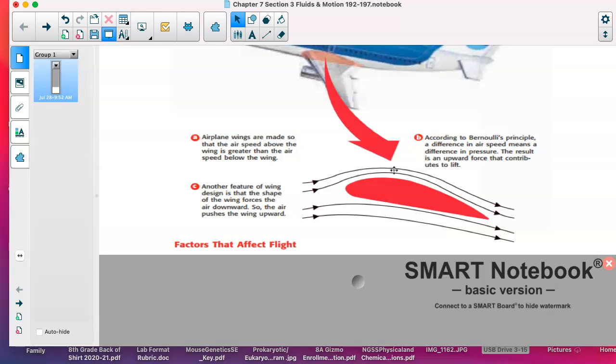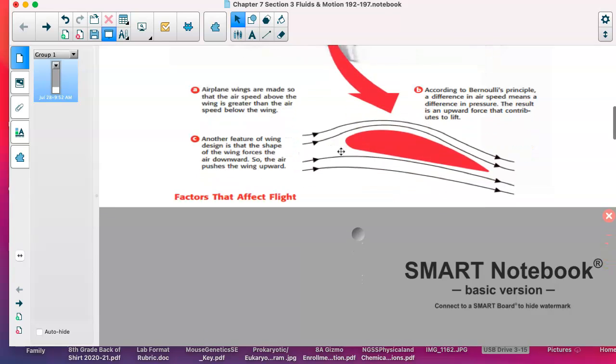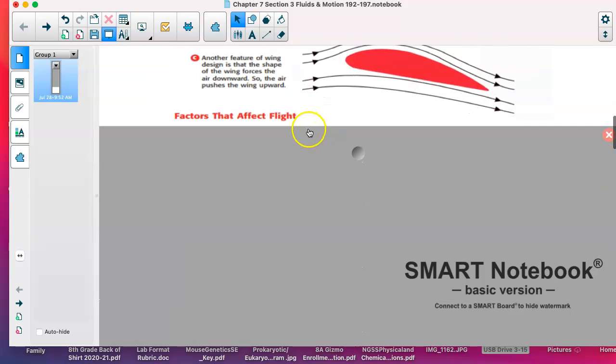So airplane wings are made so that the airspeed above the wing is greater than below. According to Bernoulli, that difference in airspeed means a difference in pressure. So you have that upward force that contributes to lift. Another feature of the wing design is that the shape of the wing forces the air downward, so it pushes the wing upward. So there's two pieces to that.